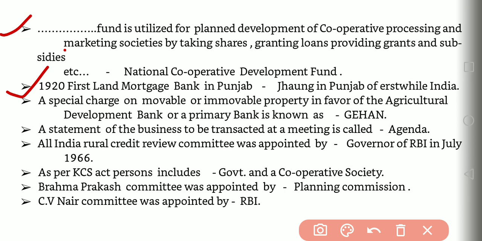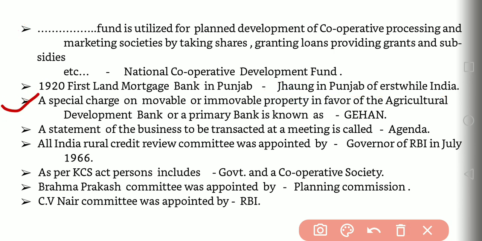Next. In 1920, which is the first land mortgage bank in Punjab, which was established in 1920? The answer is Jhang in Punjab of erstwhile India.